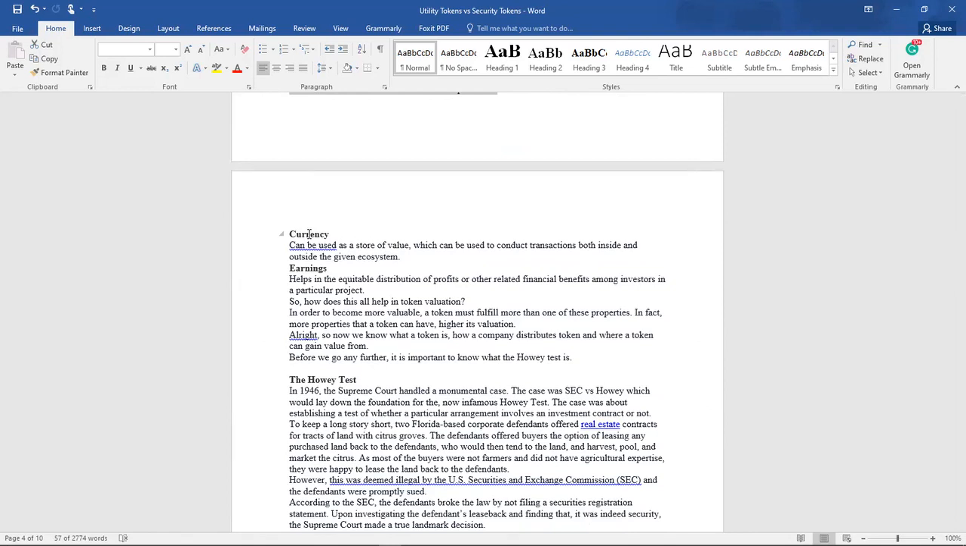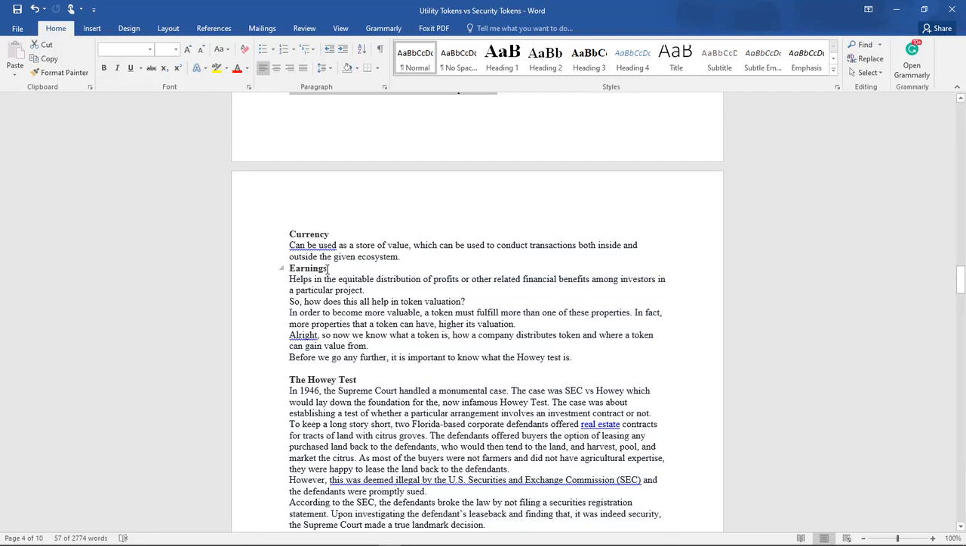Yeah, and basically most coins which have an independent blockchain are able to act as currencies. Then we have earnings. Earnings help in the equitable distribution of profits or other related financial benefits among investors in a particular project. So how does this actually help in token valuation? In order to become more valuable, a token must fulfill more than one of these properties. In fact, the more properties a token has, the higher its valuation.